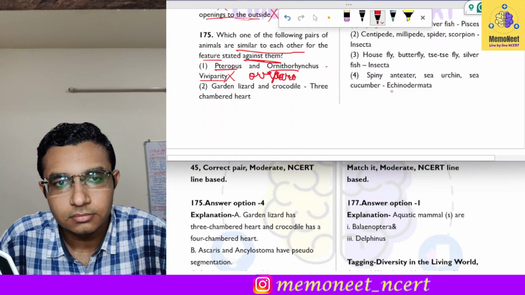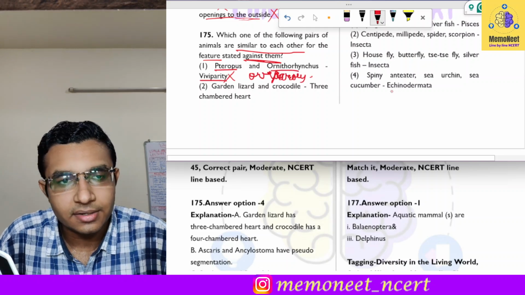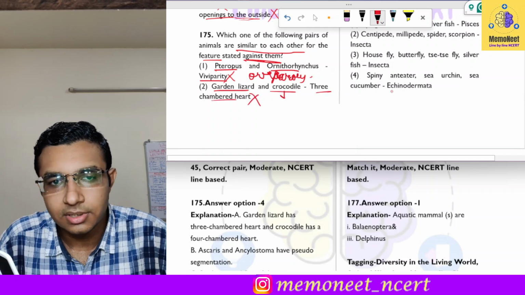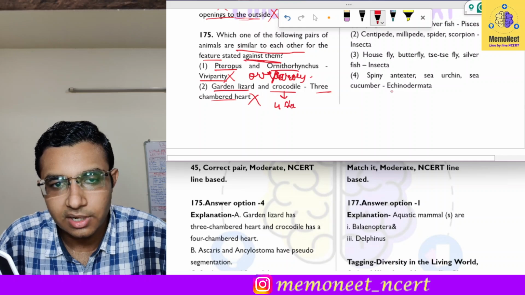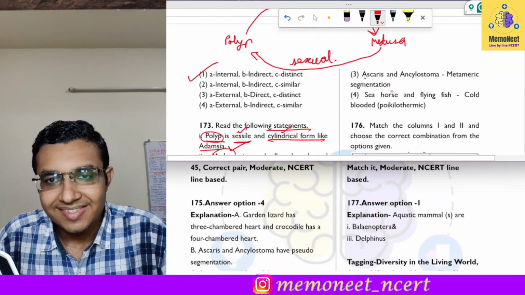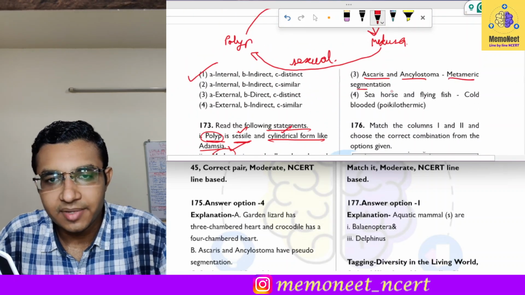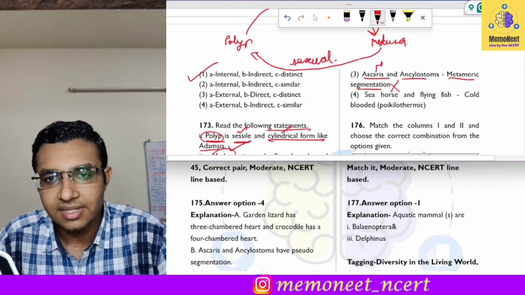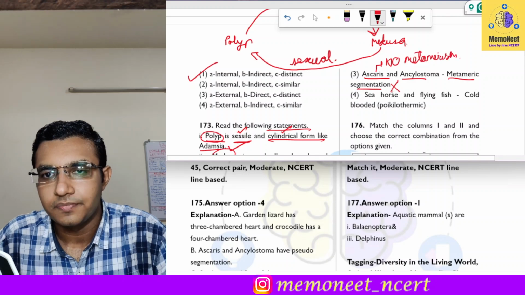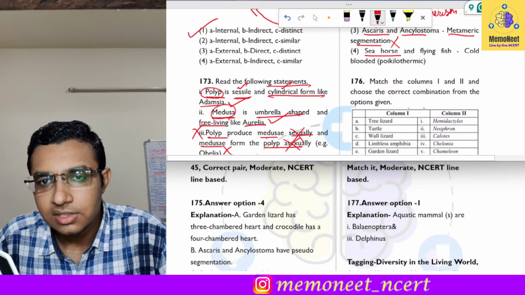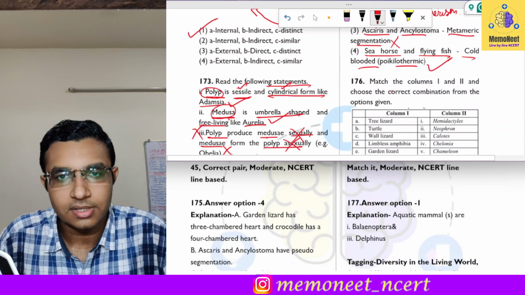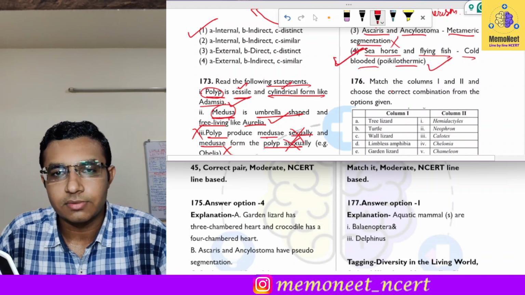So this is incorrect. The second is: garden lizard and crocodile have three chambered hearts. So this is also incorrect because crocodile has a four chambered heart. Then the third statement is: Ascaris and Ancylostoma show metameric segmentation. So this is also incorrect because Ascaris shows no metameric segmentation. The fourth statement is: seahorse and flying fish are cold-blooded or poikilothermic animals. So is this true? Yes, this is the correct one. So the correct answer of this question is option 4.